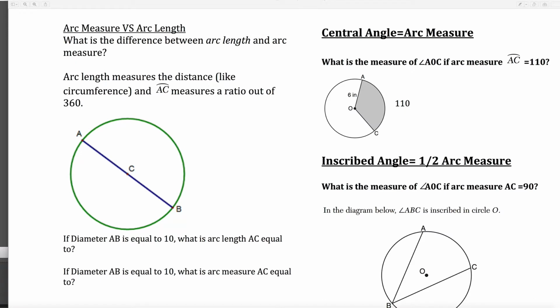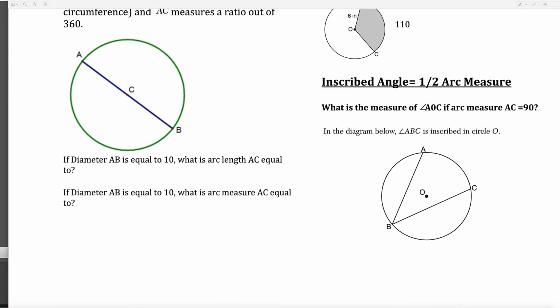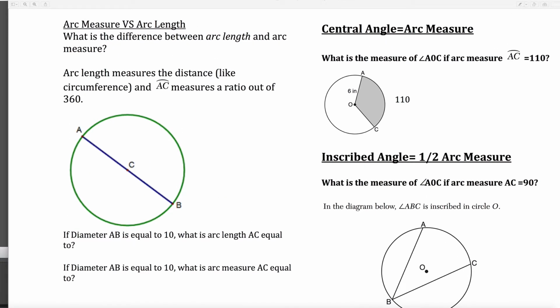So over here, AOC, what is the arc measure if arc measure AC equals 110? Once they give you the arc measure, not the arc length, you're able to figure out the size of the angle. So if this AC arc measure is 110, then this angle is also equal to 110. If this arc measure here is 90, then this angle here is 45. This is called the inscribed angle. This is called the central angle. Good? Clear? Okay, fine. So that's very basic.